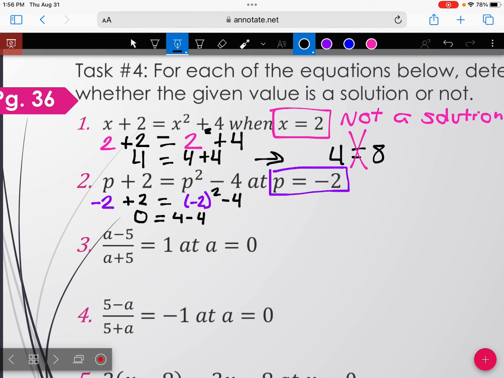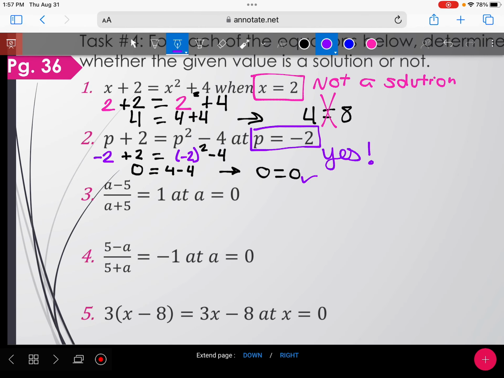All right, so what is 4 minus 4? 0. So is p equals negative 2 a solution? Yes. This one is a solution, because 0 does in fact equal 0. That's a thing. 0 is 0.